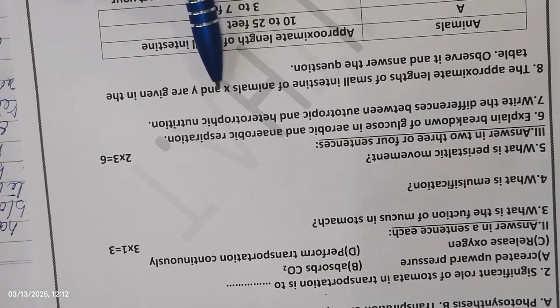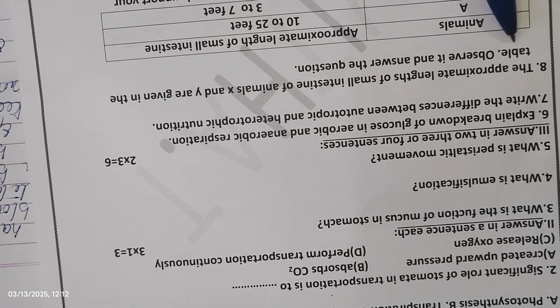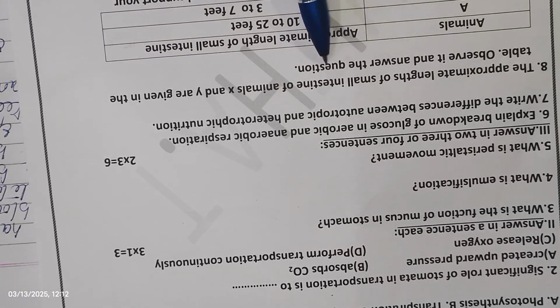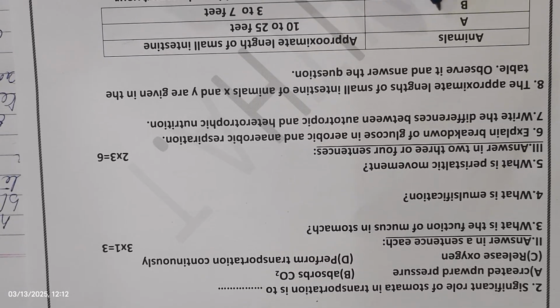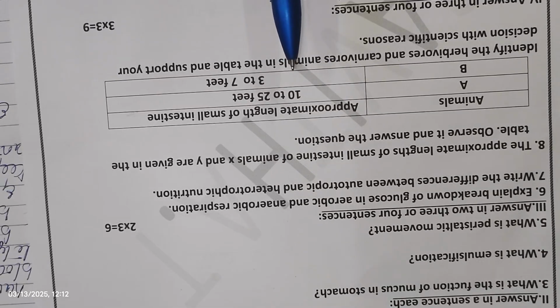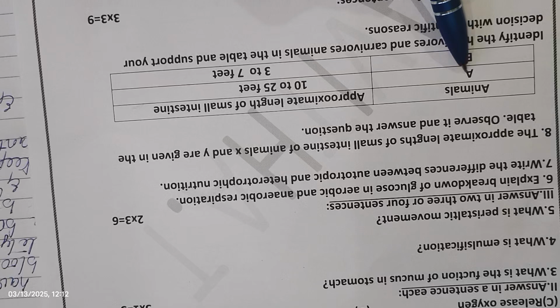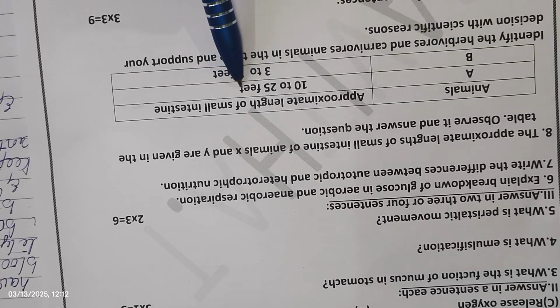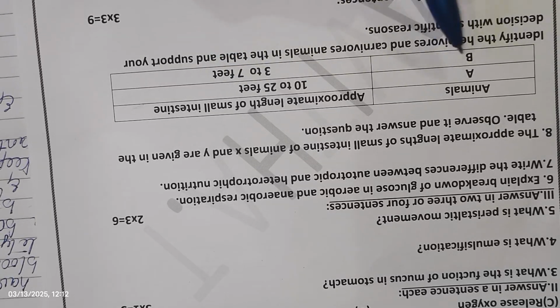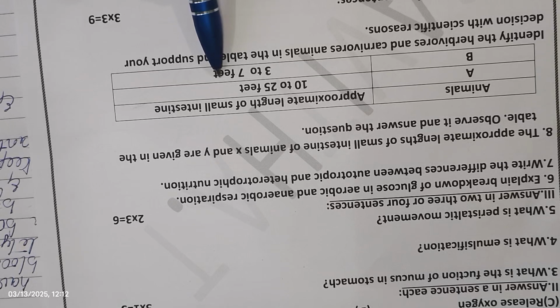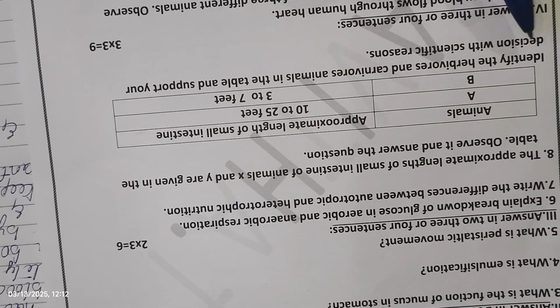The approximate lengths of small intestine of animals X and Y are given in the table. Observe it and answer the question. So here they have given the table with A and B as animals and the approximate length of small intestine. Animal A has 10 to 25 feet of small intestine. B has 3 to 7 feet of small intestine. So we'll see the question on this.